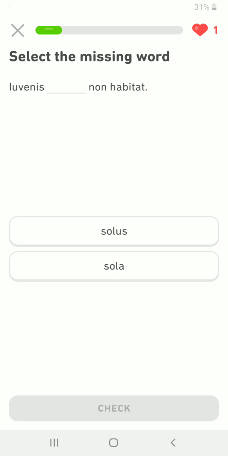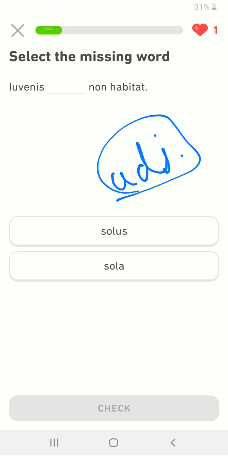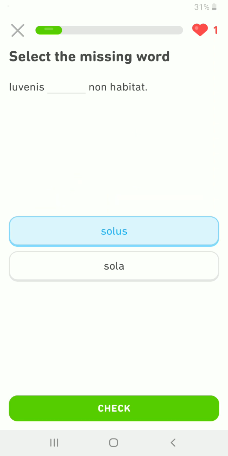Non-habitat, non-habitat does not live. So does not live. So we are looking for what kind of thing? We are looking for an adjective here. So since it's masculine, singular, it should be solus.